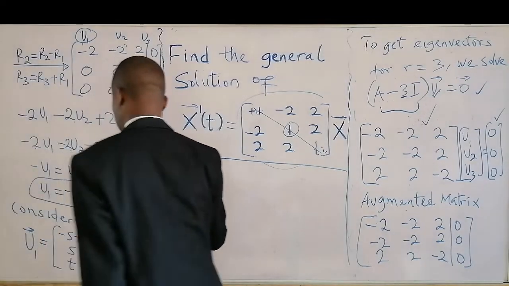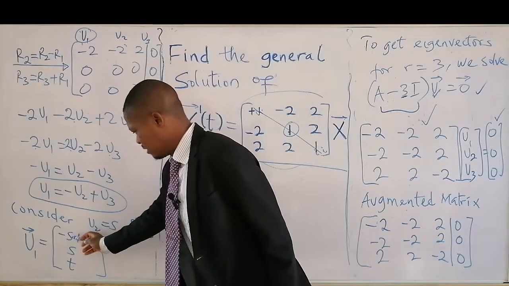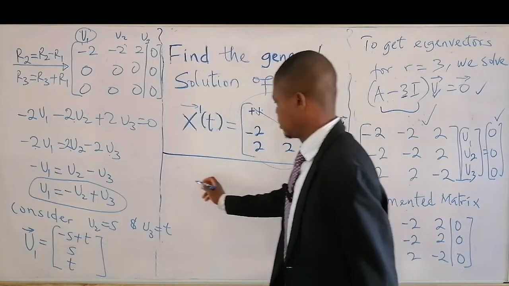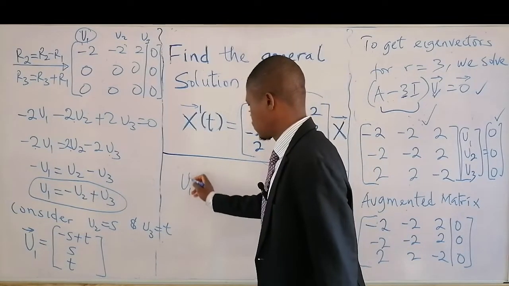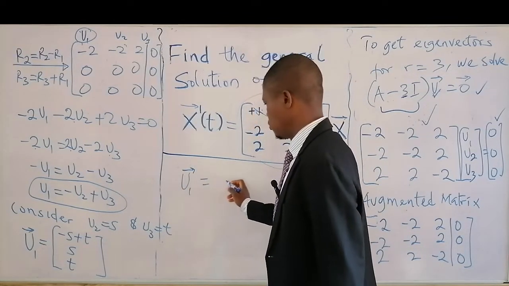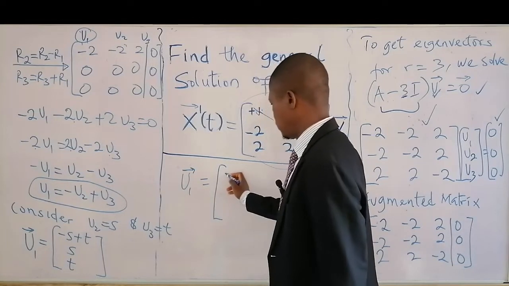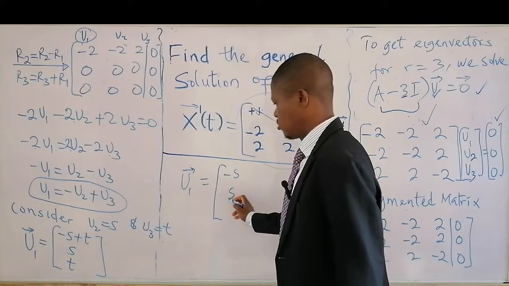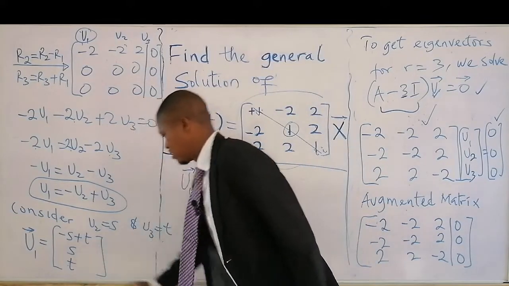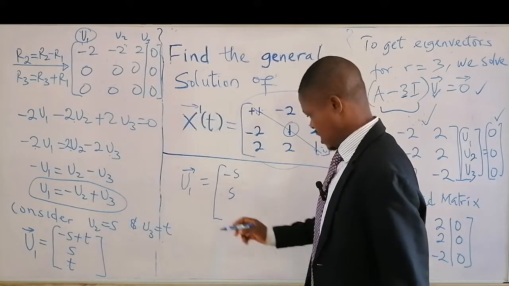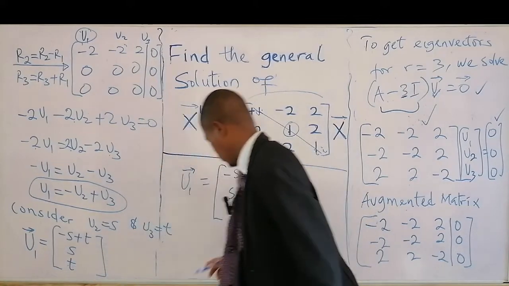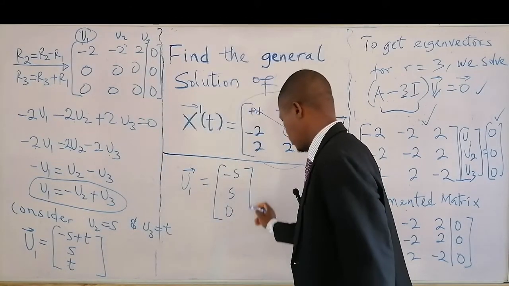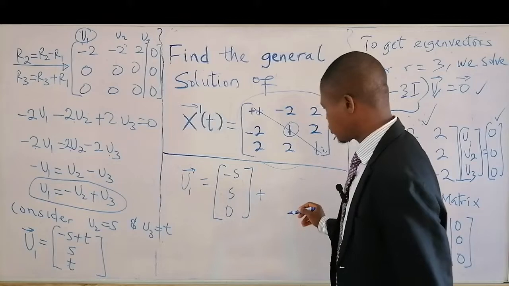Then we can separate these variables into two parts. So the eigenvector will be equal to, for the first variable, s here. There's no s in the third part here, so that would be 0. Then plus.